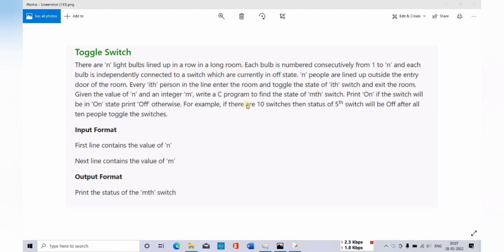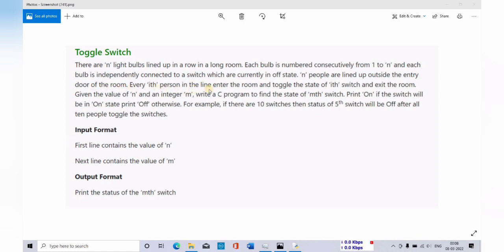Let me just directly explain you the question. See what is happening. There is a room and there are basically n light bulbs and each bulb is having an individual switch. Okay, and initially all these switches are at off state. They all are at off state, and there are also n people, okay, which are lined up outside the entry door of the room.